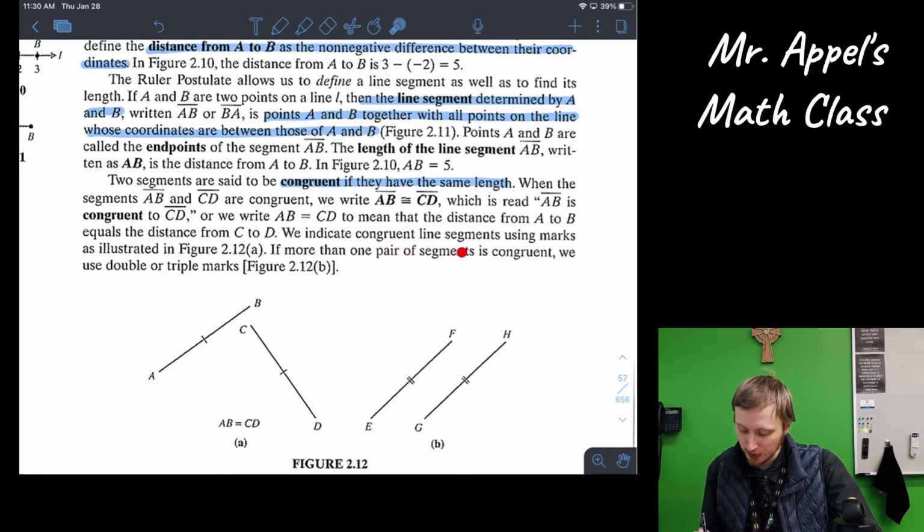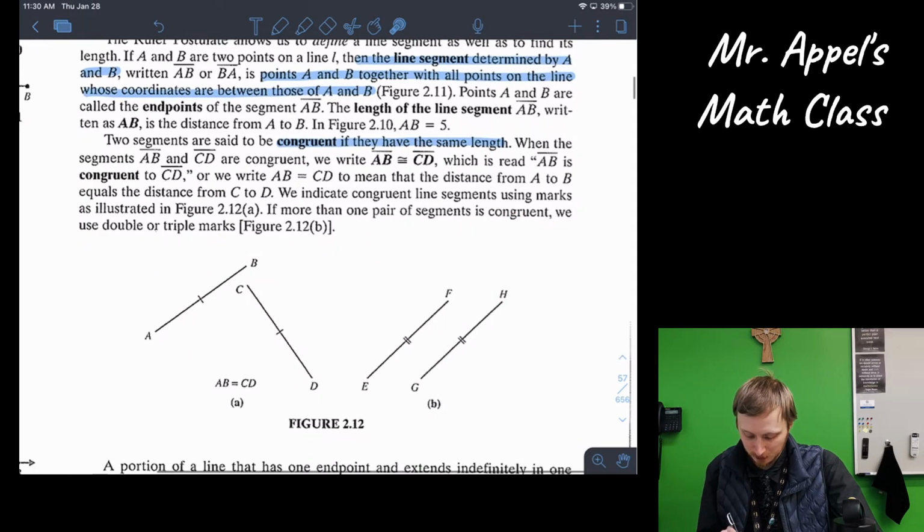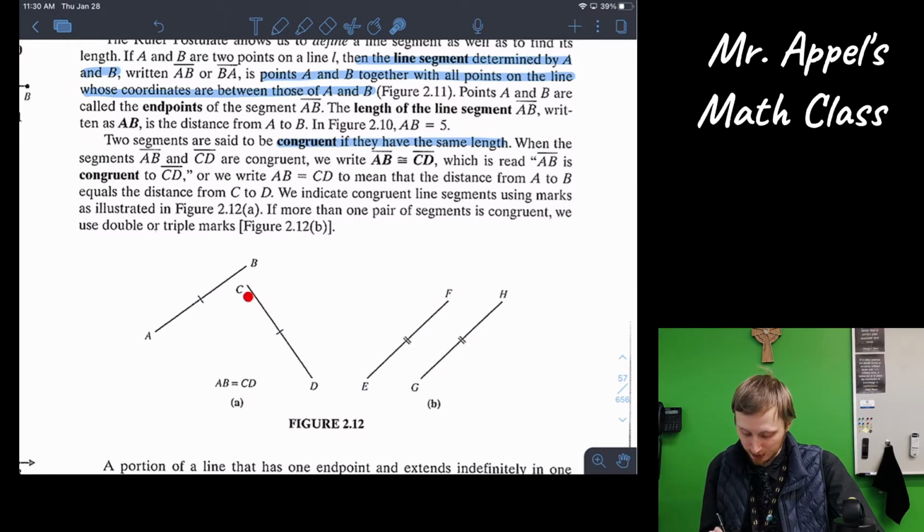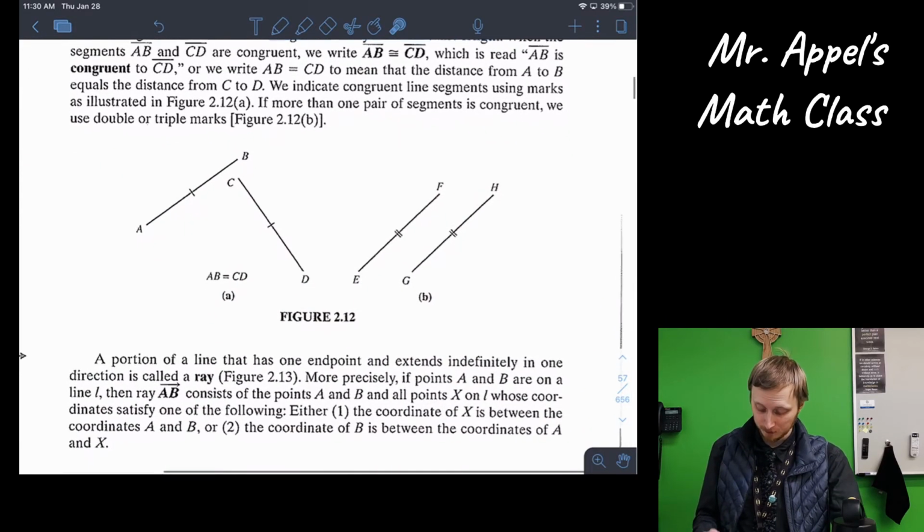We indicate congruent line segments using marks as illustrated in figure 212. Okay? So here we have these segments and we put a small mark in between them. If more than one pair of segments is congruent, we use double or even triple marks. Or you could go quadruple if necessary, right? Just as long as the correspondingly congruent segments each have matching marks. Notice that because this has 2 marks, this has 1 mark, we in no way are implying that CD is congruent to EF.